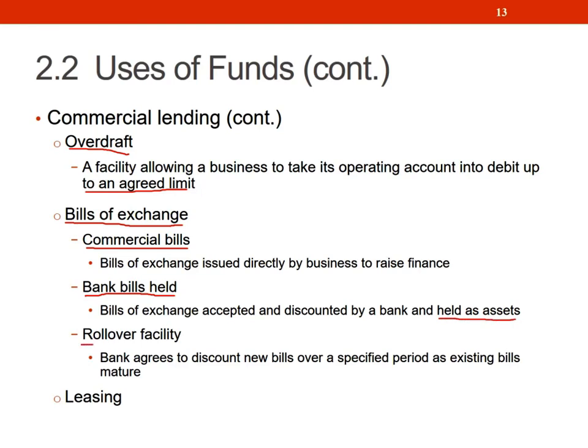There are also rollover facilities associated with these bills of exchange. And what happens there is the bank is agreeing to discount new bills over a specified period of time as the existing bills mature. So that what effectively is happening there is the loan is rolling over. And banks can also provide leasing.